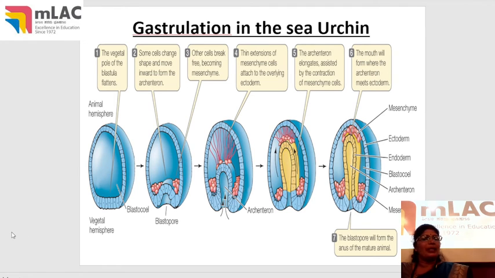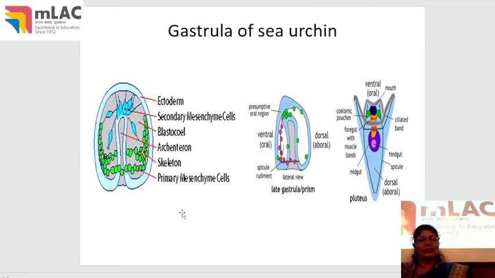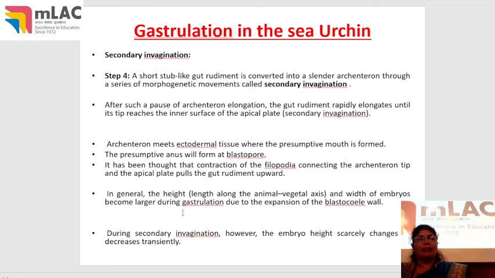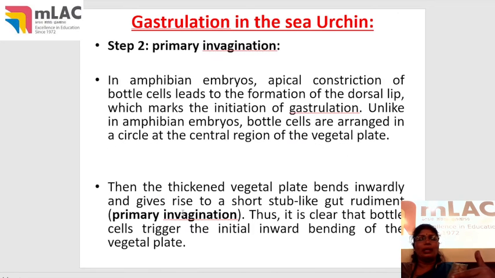Those are nothing but the primary mesenchyma cells. And next, the bottle cells which are present near the vegetal pole will arrange themselves in the form of a circle and slowly invaginate into the blastocoel. So this is the primary invagination.